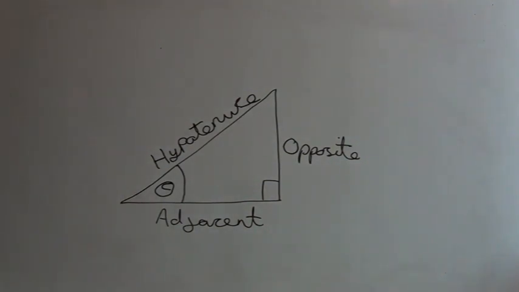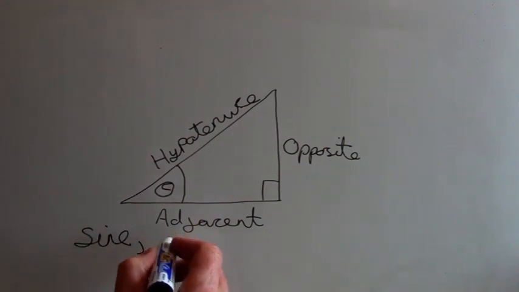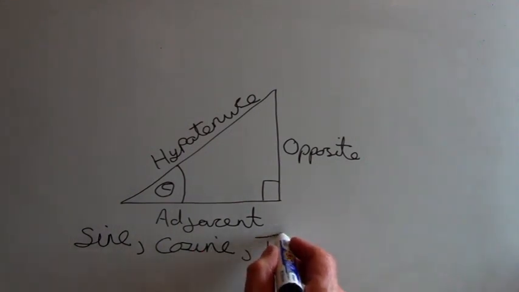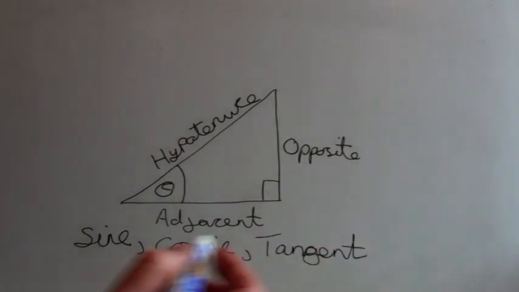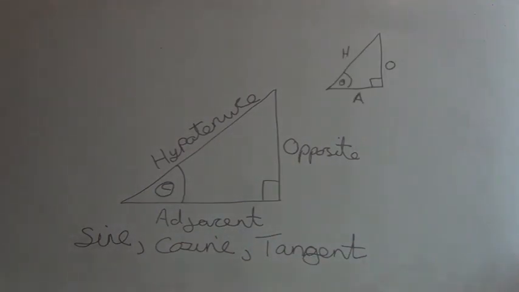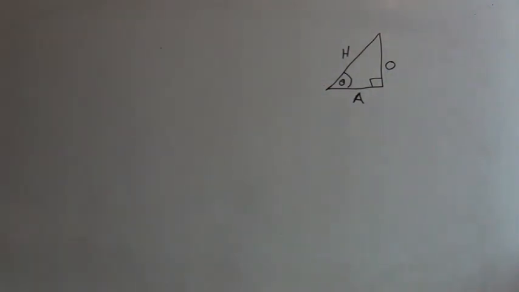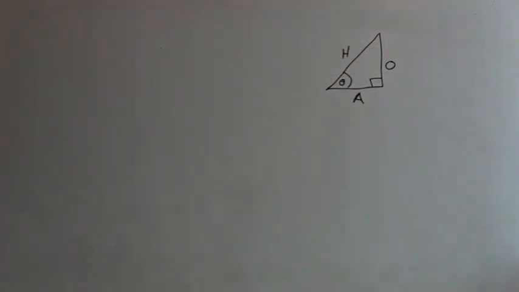Now the three trigonometrical functions that are going to be dealt with during this presentation are the sine, cosine and tangent. Okay, so I've made a small diagram in the top right hand corner of our right angle triangle. So we have theta, we have A for adjacent, O for opposite and H for hypotenuse.